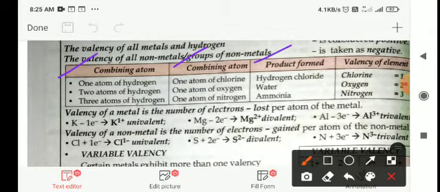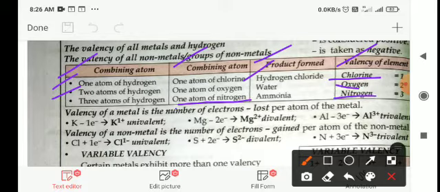Combining atoms, product formed, and valency. For example, one atom of hydrogen and one atom of chlorine. The product formed is hydrogen chloride, and chlorine has a valency of 1. Like that, two atoms of hydrogen and one atom of oxygen form water, and the valency of oxygen is 2. Three atoms of hydrogen and one atom of nitrogen form ammonia, and nitrogen has a valency of 3.